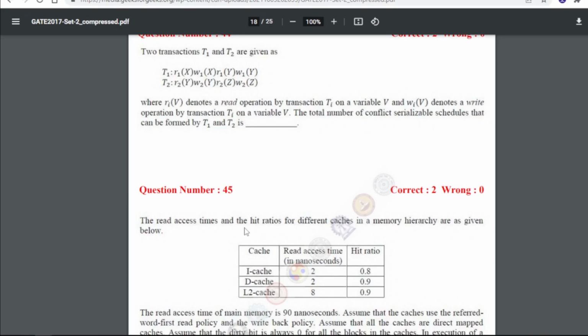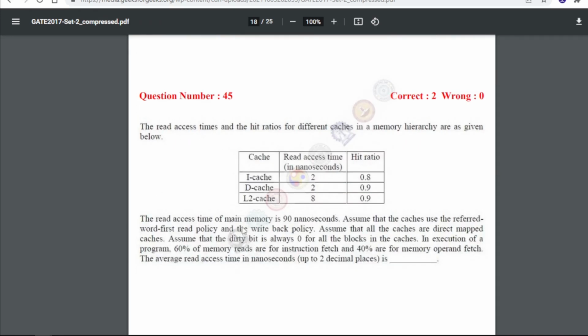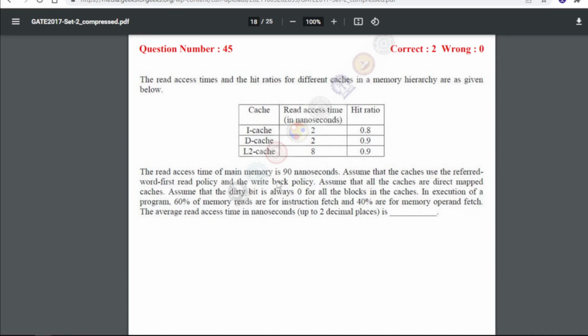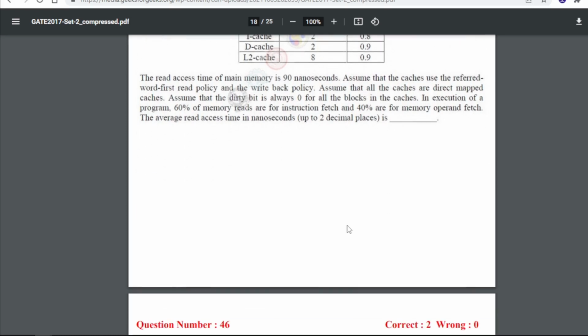Right, now 45: the read access time and the hit ratio for different caches in a memory hierarchy are given below. Alright, so this is the table. The read access time of main memory is 90 nanoseconds. Assume that the cache uses the referred word first policy and the write back policy. Assume that all the caches are direct mapped and that the dirty bit is always 0 for all the blocks in the cache in execution of a program. 60% of memory reads are for instruction fetch and 40% are for memory operand fetch. So the average read access time in nanoseconds up to 2 decimal places is what? So for 45 our answer will be 4.72.